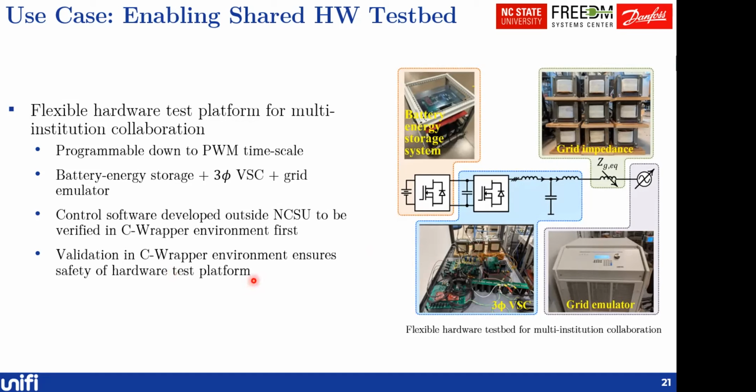It can be a white box type of wrapper code evaluation, or the external institution can share their black box code with us. But once it is validated through the wrapper simulation, this will give us confidence to use it on the hardware directly, and this will essentially facilitate using this hardware test bed across the consortium for validating different control architectures.